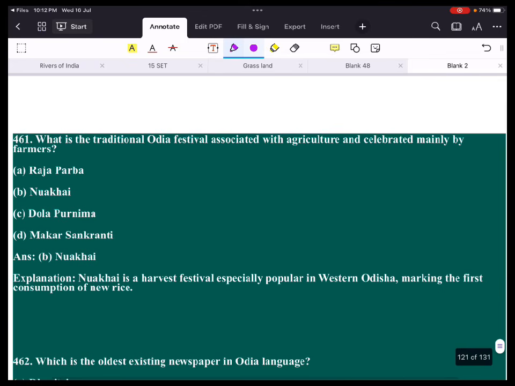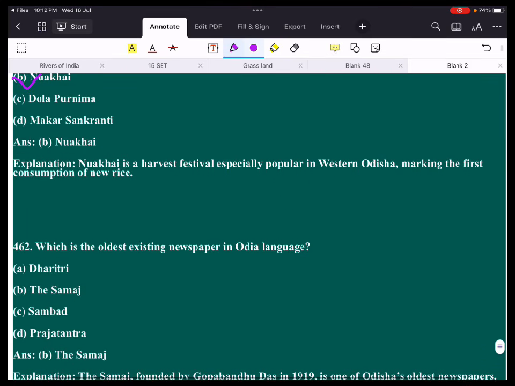What is the traditional Odia festival associated with agriculture and celebrated mainly by farmers? That is Nuakhai. Option B. Nuakhai is a harvest festival, especially popular in western Odisha, marking the first consumption of rice.